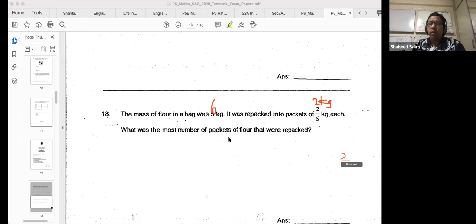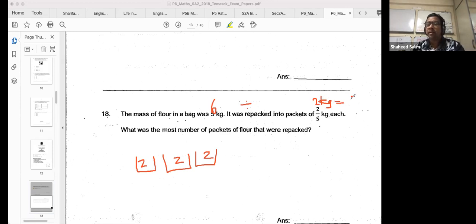2. Okay, down here, see, yeah? Now, imagine it's 6 kg, okay? So you got 2 kg one bag, another 2 kg one bag, another 2 kg one bag. How many bags? 1, 2, 3 bags. So what do we do? We take 6 divided by 2. Then you get the answer 3 bags.